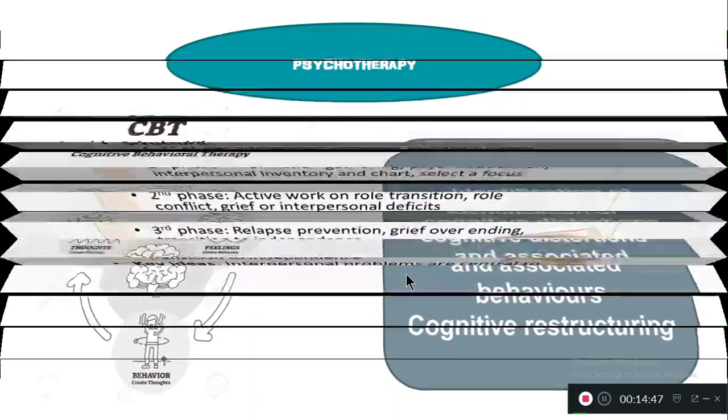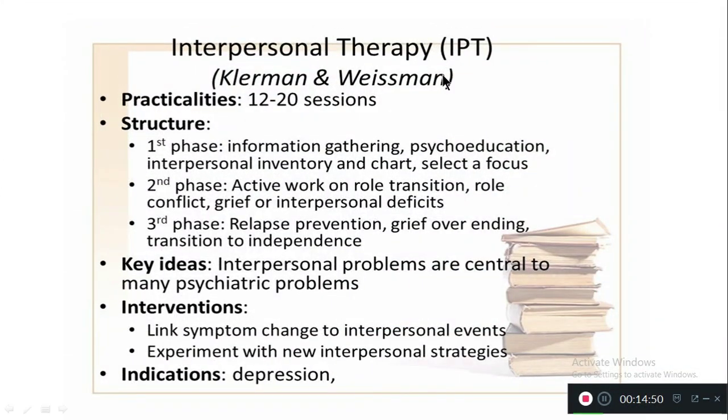The next type of psychotherapy is interpersonal therapy. Interpersonal therapy was developed by Klerman and Weissman, and practically this is done for 12 to 20 sessions. Interpersonal therapy is done in 3 phases. During the first phase, information is gathered about the patient: assessment, history collection, mental status examination. Psychoeducation is done related to interpersonal problems, and interpersonal inventory and chart and focus group discussion. All these things are done in the first phase to collect more information and to plan for further treatment.